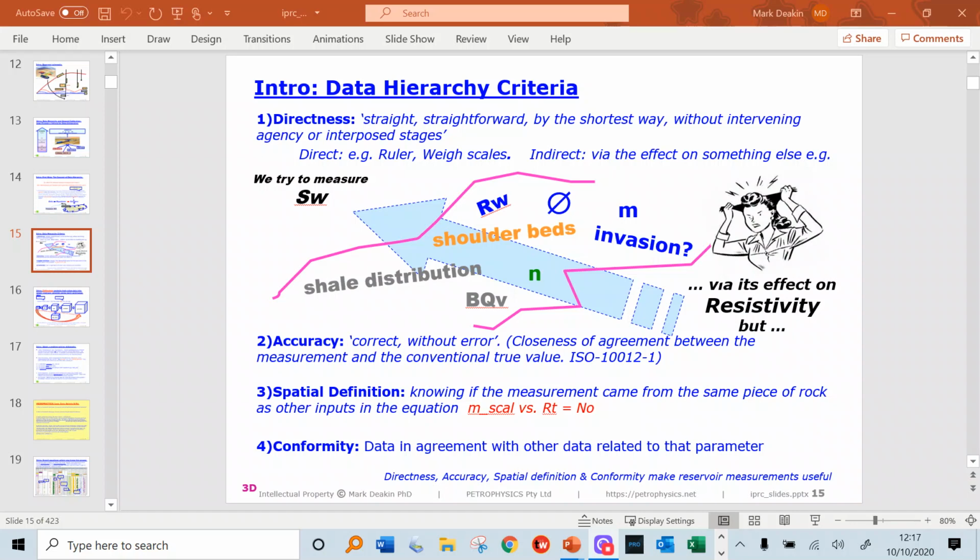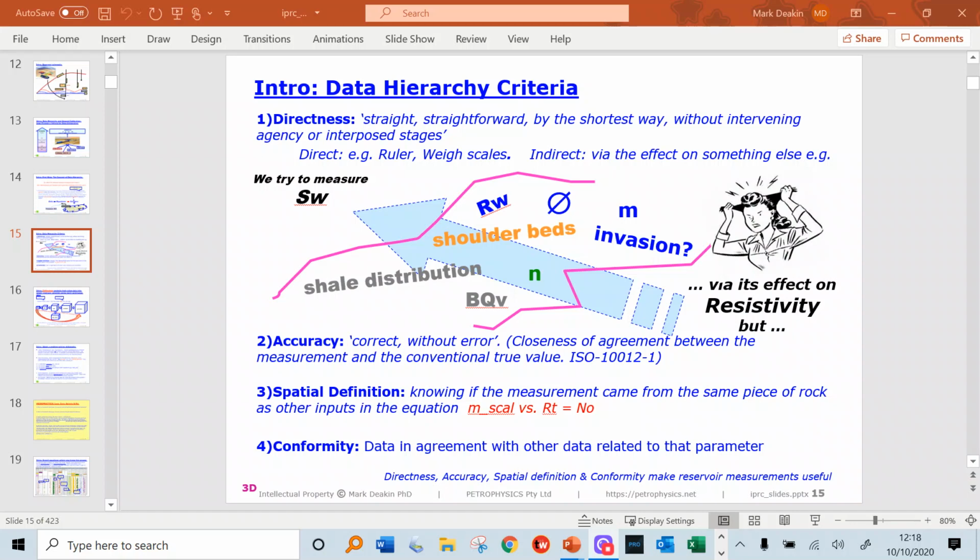I'm going to pause and show you a slide. Here is a slide laying out these 3 parameters: directness, accuracy, and spatial definition. It is also talking a little bit about them. My idea here is that directness is usually the most important of the 3, and an example of a measurement that we commonly use which is not very directly related to the reason why we acquire it is that we acquire resistivity to measure saturation.